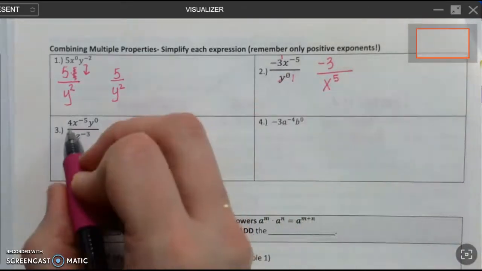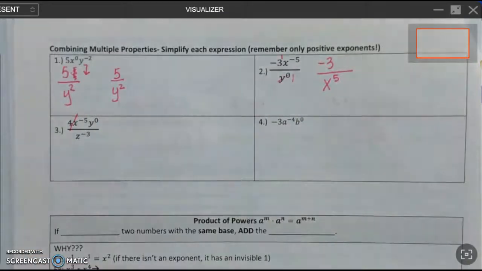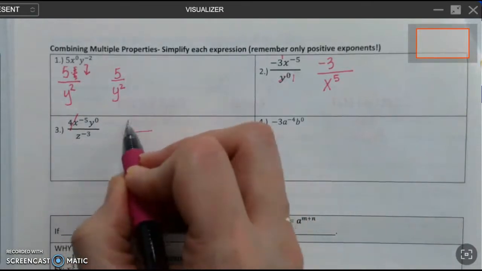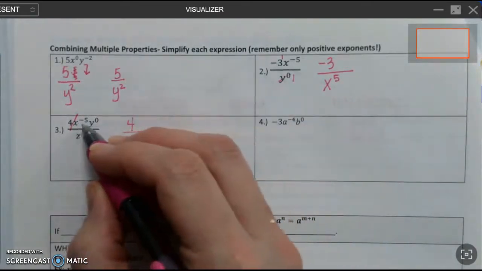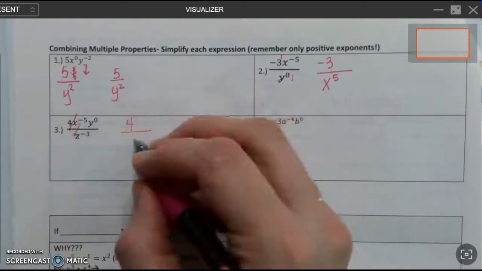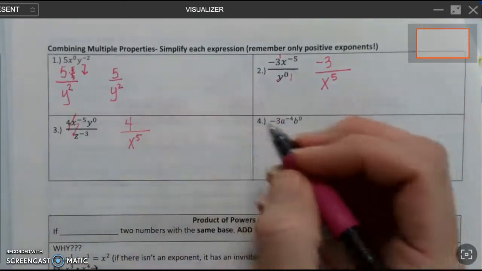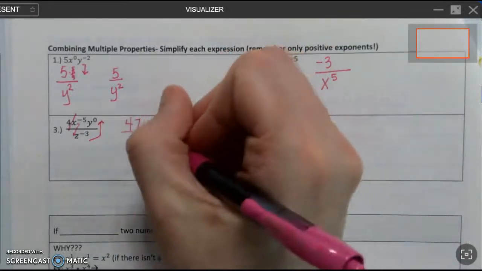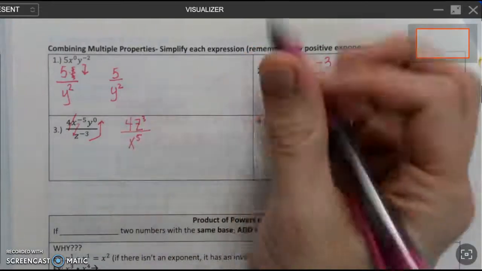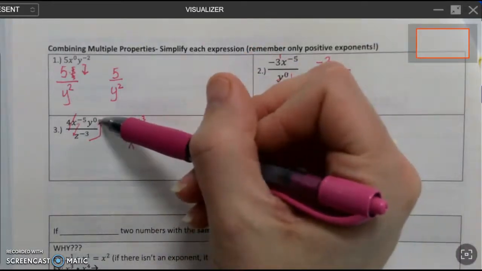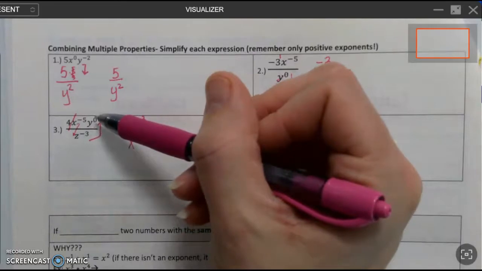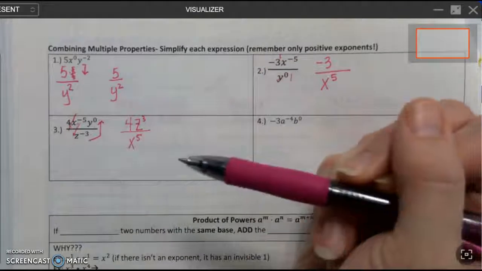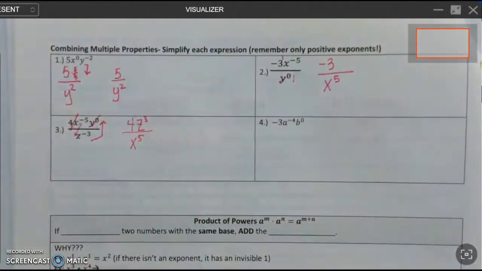Okay, over here, the 4 and the x are 2 separate things. So the 4 is going to stay right where it is on the top. The x to the 5th is actually going to go down to the bottom. But the z is going to come up to the top. And what should I do with the y to the 0 power? Y to the 0 power is 1, so I multiply that 1 times the 4, which just is 4. So I really am not doing anything with it, so I can just cross it out.